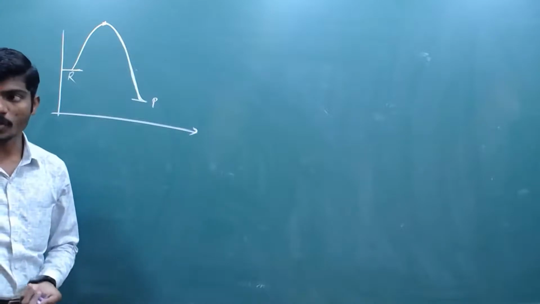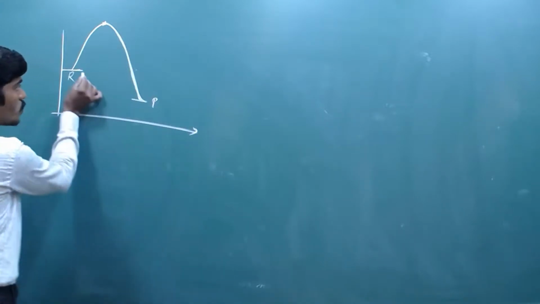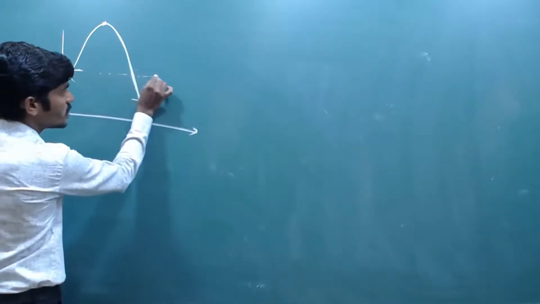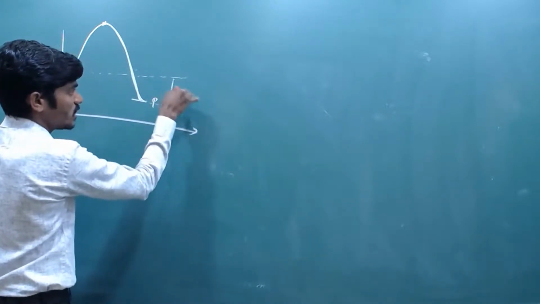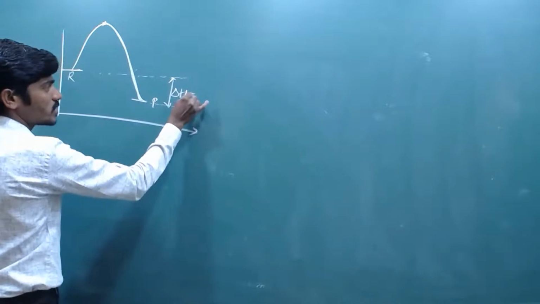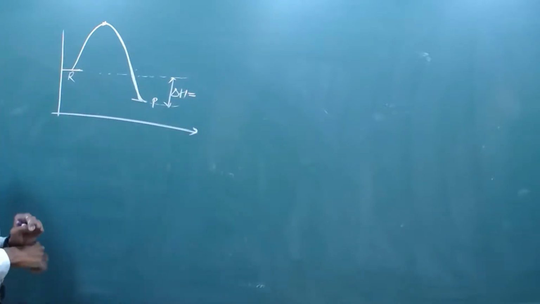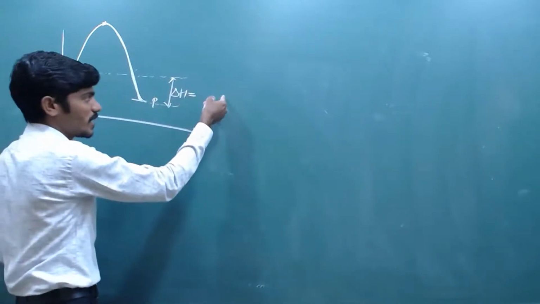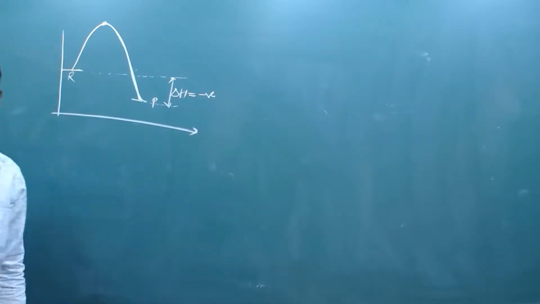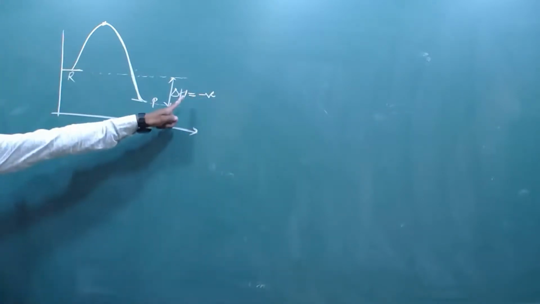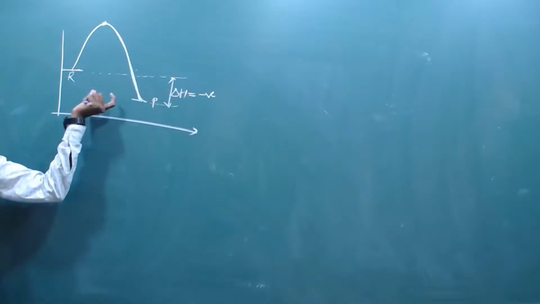Exothermic reaction: how much energy is liberated? That is equal to the difference between these energies. So this much energy is delta H, which equals product minus reactant. So here energy is liberated, so it is an exothermic reaction. Correct? So for an exothermic reaction, this is the curve.